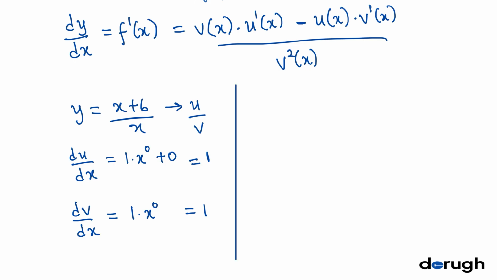So applying the quotient rule, we'll have that dy dx equals, remember v has to come first and v is x, so x multiplied by u prime of x, or du dx, which is 1 as we've seen here, so multiplied by 1, minus u of x, which is x plus 6. Let's put that in a bracket. And dv dx is also 1. And then it's divided by v squared of x, and that would be x squared.